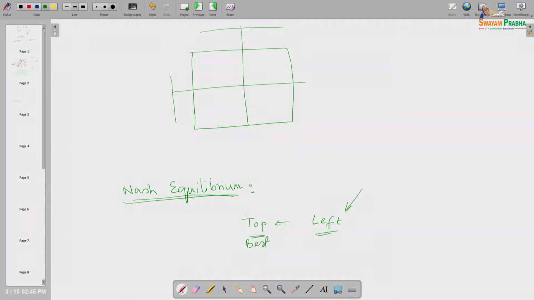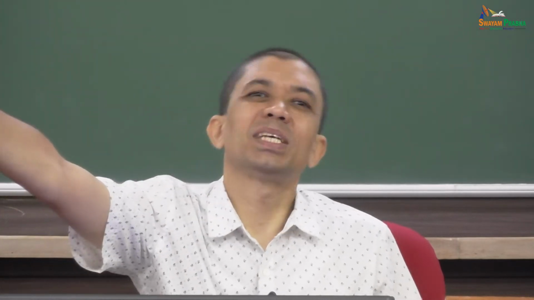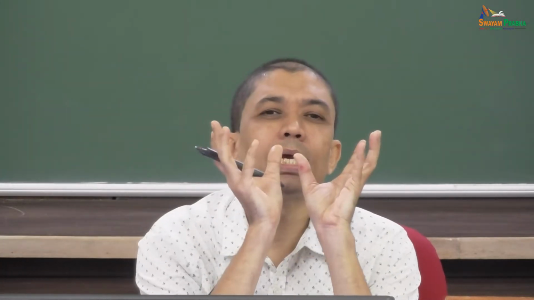So, it is a pair where this is best given this, and not only that, this is best given this. Okay. So, we need a pair of strategies: one strategy which is the best for me given that strategy for the other player, and that strategy for the other player is the best for them given my strategy. If we get such a pair of strategies, that pair is called a Nash equilibrium. So, it has two clauses.